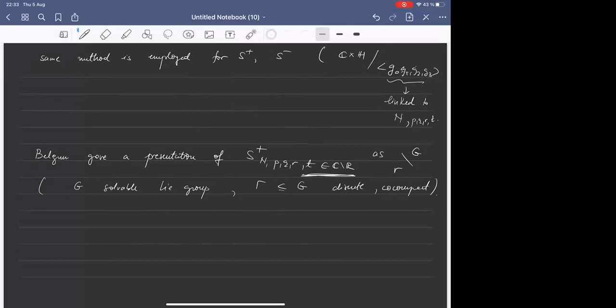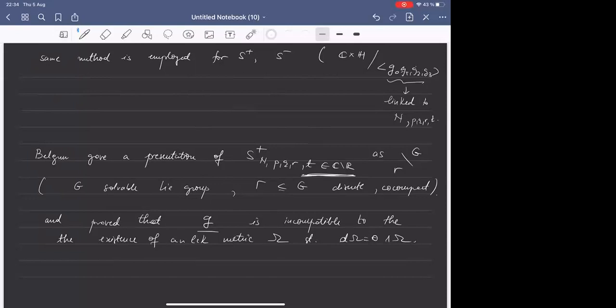So he gave a presentation as G quotient to gamma and proved that the Lie algebra G is incompatible with the existence of an LCK metric omega such that d omega is tau wedge omega. This was because he used some averaging trick. He proved actually that the existence of an LCK metric would have implied the existence of an LCK metric that is invariant with respect to the solved manifold structure, is left invariant to the action of G. And therefore, this transformed the problem into a linear algebra problem.